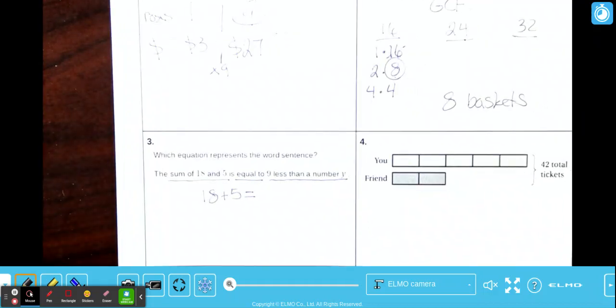Okay, so 9 less than a number y. What do we think this is going to be? So 9 less than a number y.